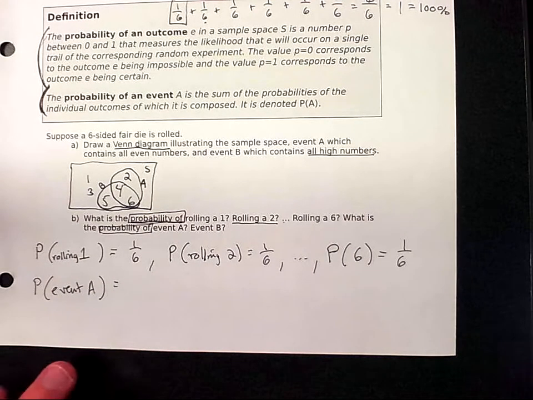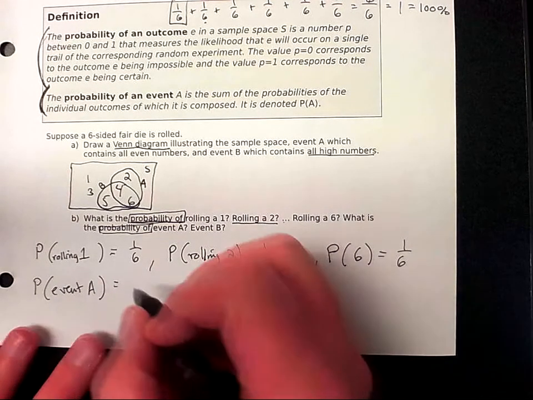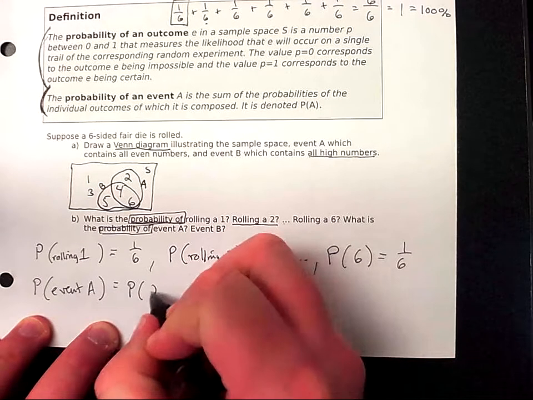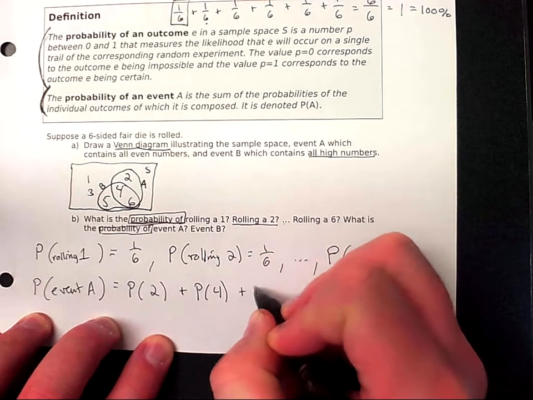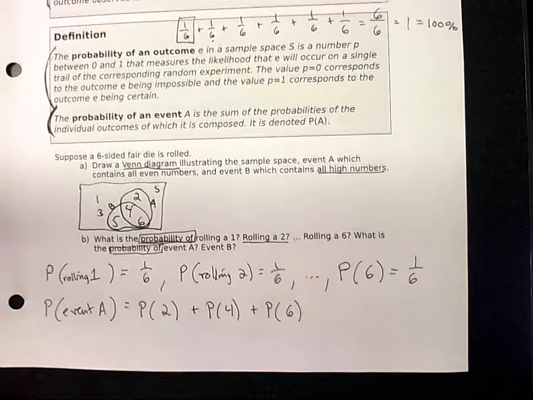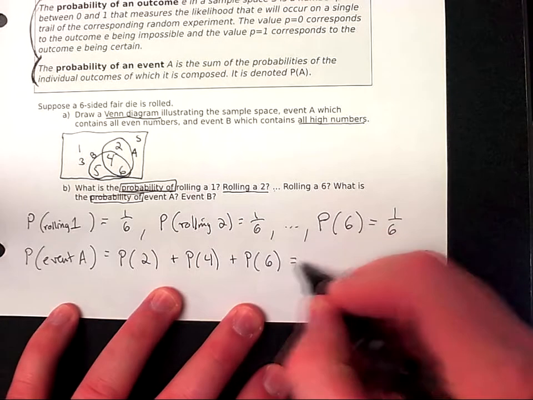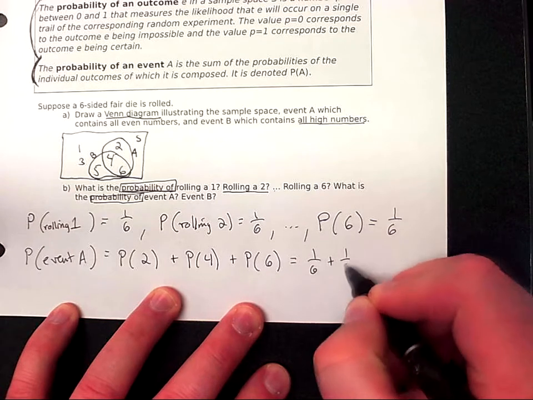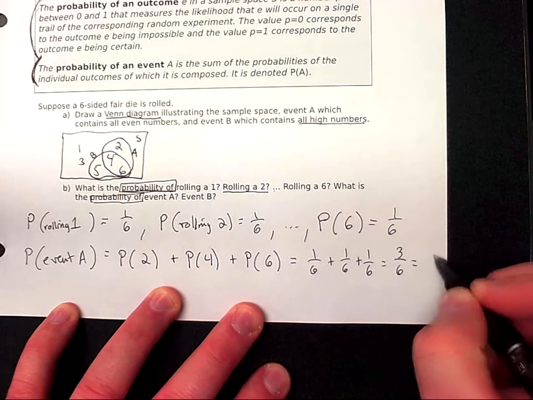So what outcomes are in event A? 2, 4, and 6. So then that's going to be equal to the probability of 2 plus the probability of 4 plus the probability of 6. Is everybody good with this? So here then we're going to have this is equal to 1/6 plus 1/6 plus 1/6. And this is 3/6, or just 1/2.